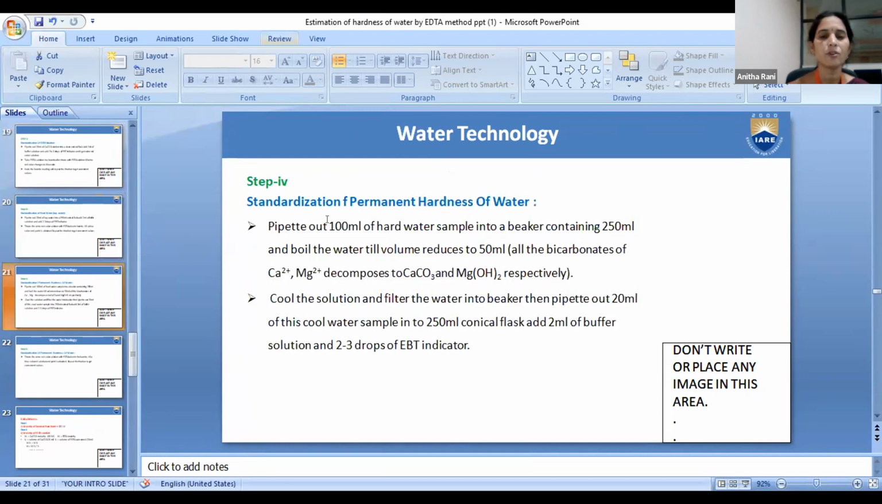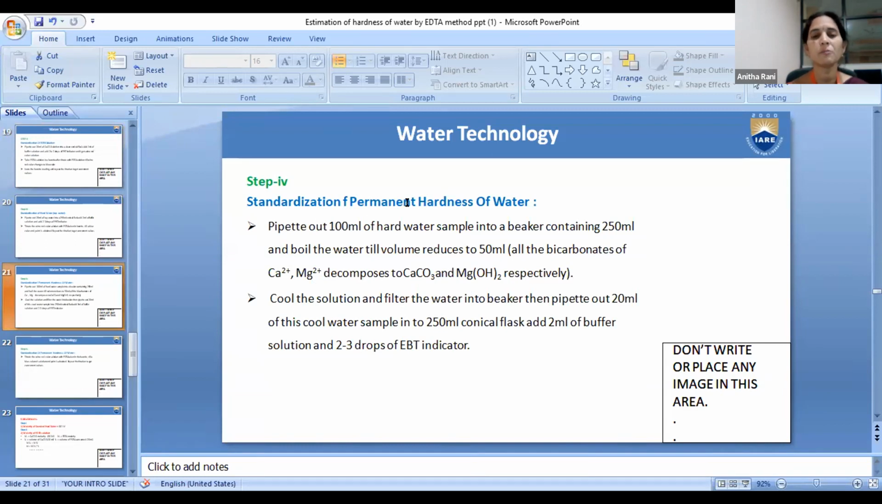Okay, next one. Fourth step is standardization of permanent hardness of water. So we will take boiled water here in the conical flask. First, we have to boil the water, then filter it, and that filtered water we will use here, because we want to find out permanent hardness. Permanent hardness means there should not be temporary hardness.